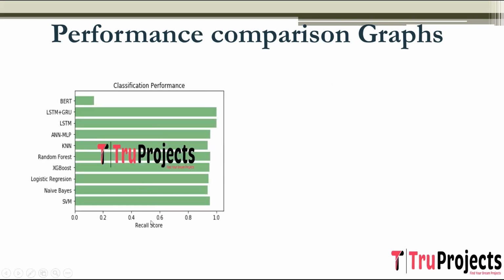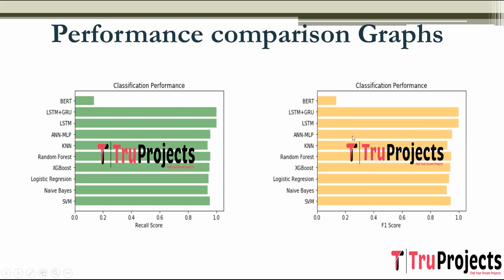This is recall score comparison graph. Here on x-axis, we have recall score for each algorithm, and on y-axis, we have algorithm names. Recall is also known as sensitivity or true positive rate. It measures the ability of the model to capture all relevant instances. It is the ratio of correctly predicted positive observations to the total actual positives.